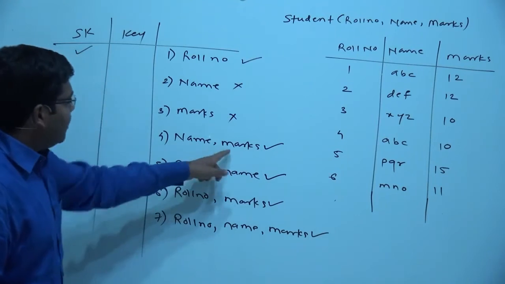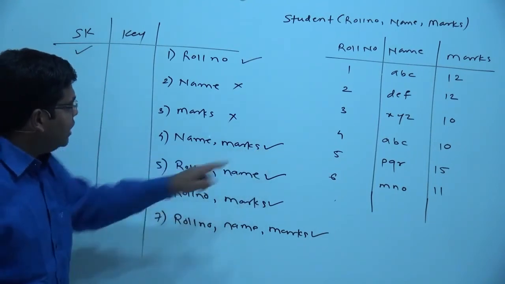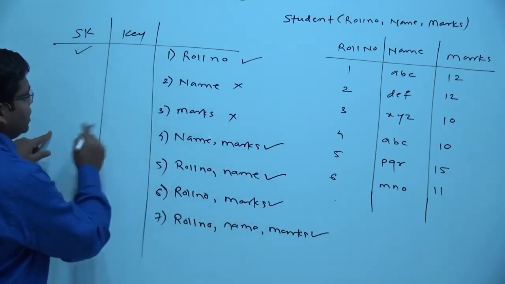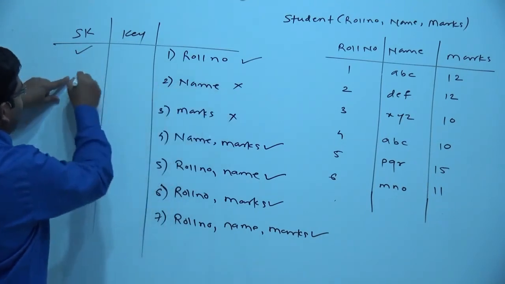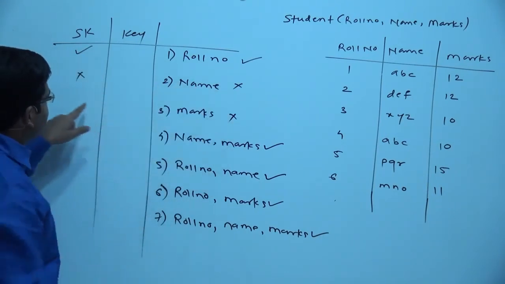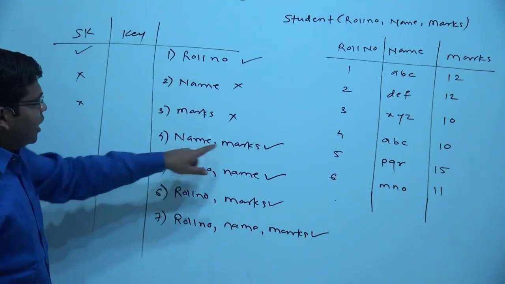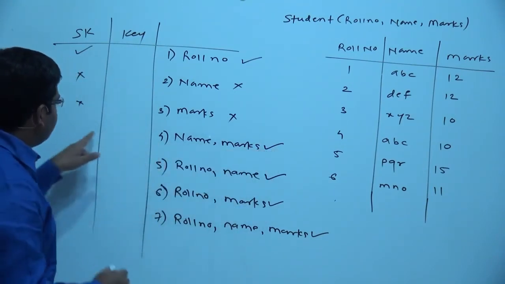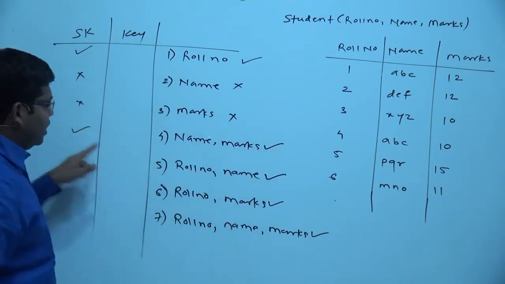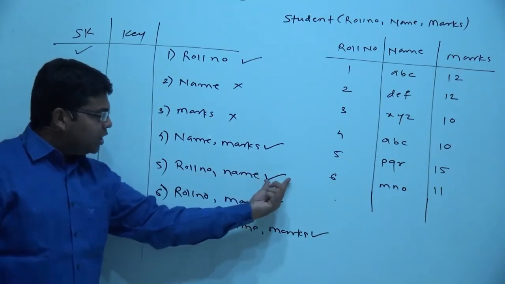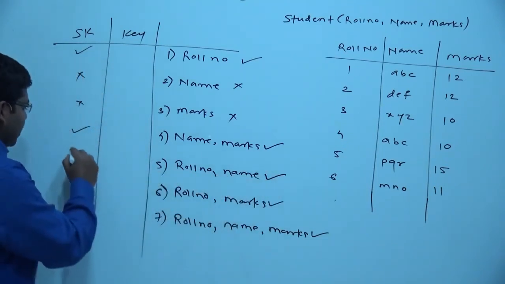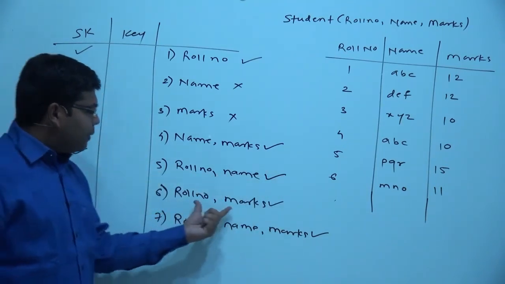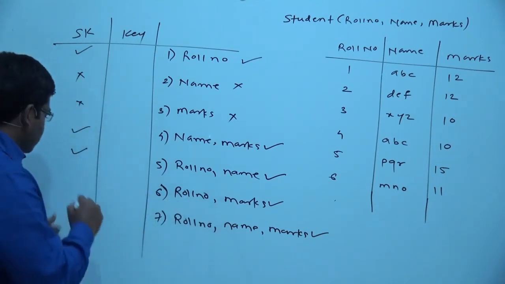So the name and marks combination is also a key. Name is not a key, therefore it cannot be a super key. Marks is not a key, therefore it cannot be a super key. But the name and marks combination is a key, and therefore it can be called a super key. Roll number and name again is a key combination, and therefore it can be called a super key. Roll number and marks again is a key combination, so it can be called a super key.